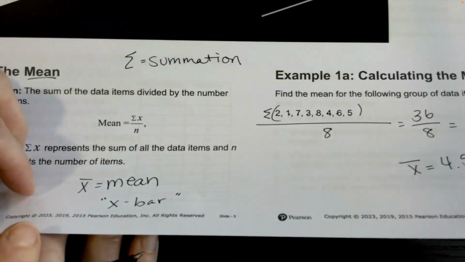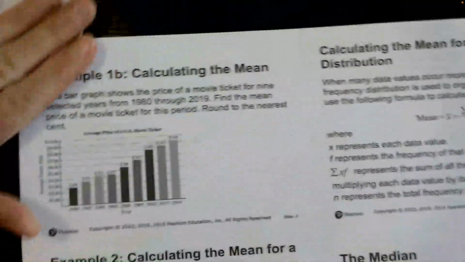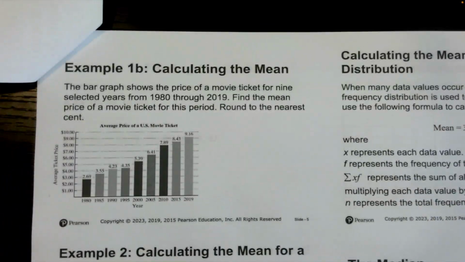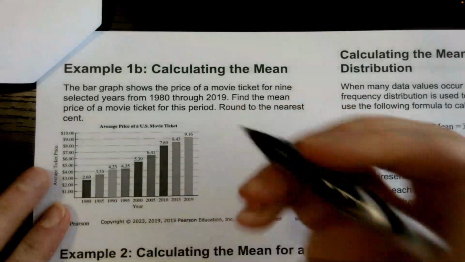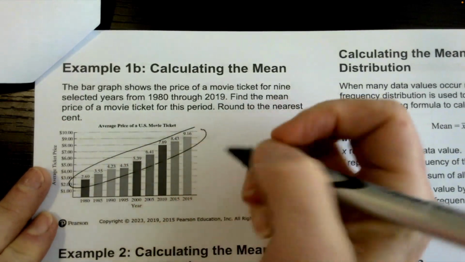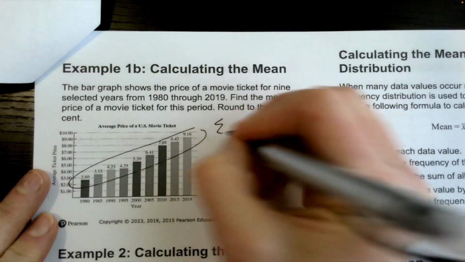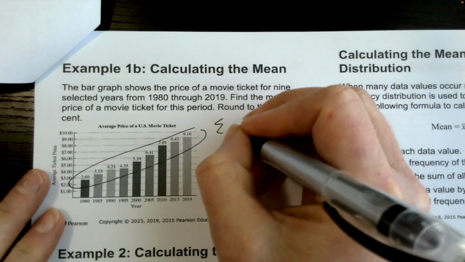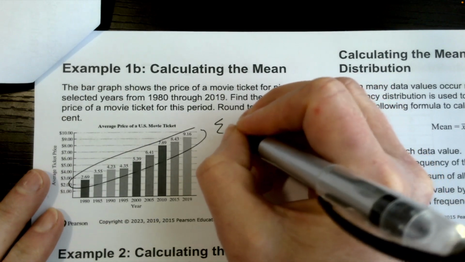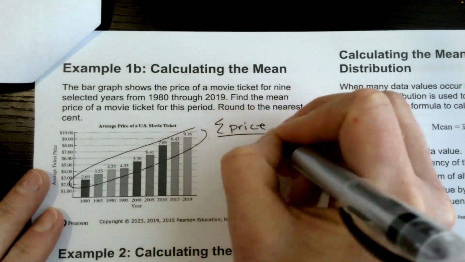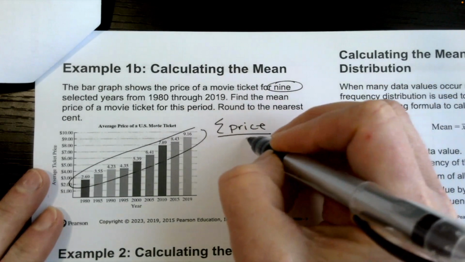Okay, let's calculate the mean from a bar graph. The bar graph shows the price of a movie ticket for 9 years, from 1980 to 2019. Find the mean for this period. Well, it's giving you the price, so we need to find the summation of that, the summation of the movie ticket prices. And we're going to divide by how many? 9.